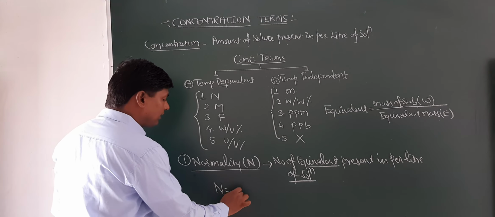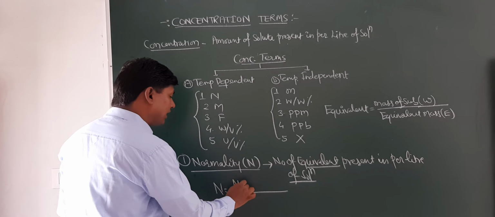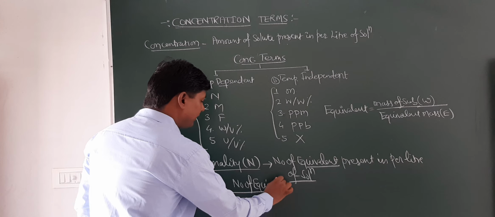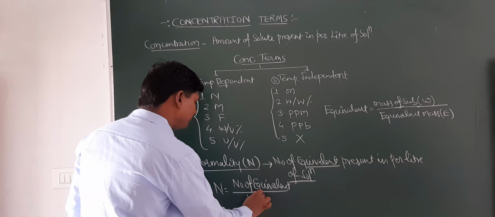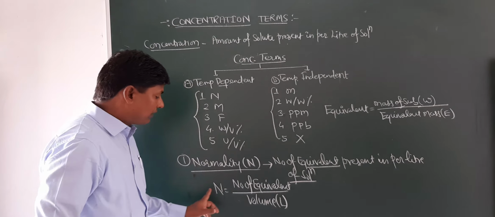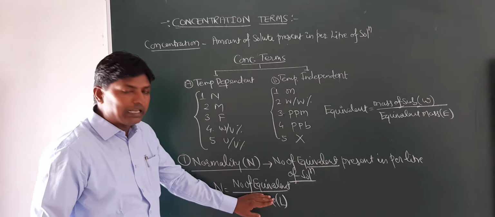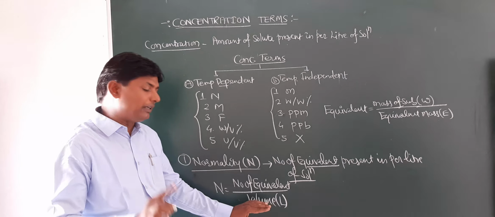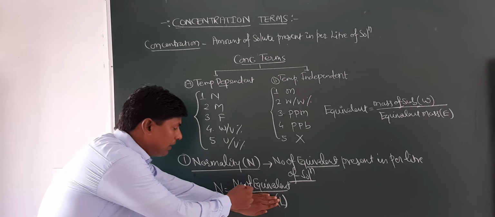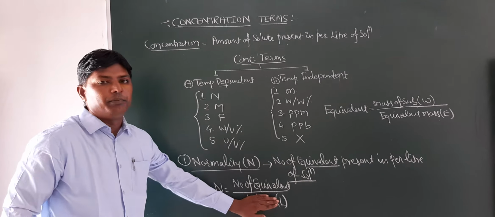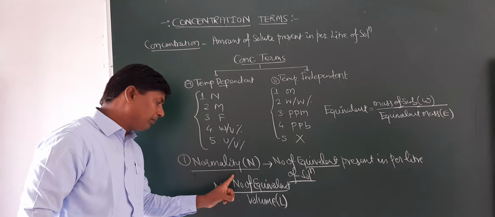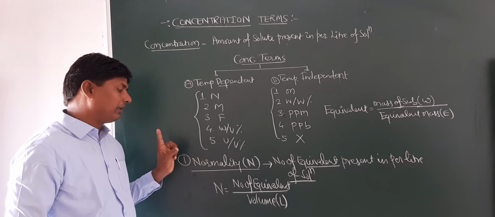So I can make a formula for normality: normality is number of equivalents divided by volume. So suppose the volume is 1 liter, then the number of equivalents will be equal to normality. If the volume of the solution is 1 liter, then the number of equivalents will be called normality.